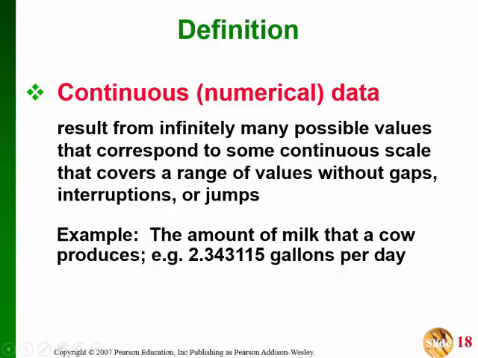Continuous data is numerical data. They say infinitely many possibilities that correspond to some continuous scale. I don't know if they necessarily need to put the word infinitely many possibilities here. It just scares people, usually. Unless you're a math person, then you would understand what that means.